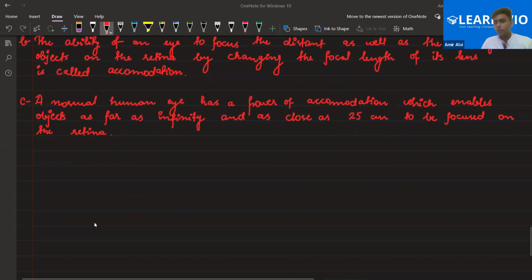As I told you, the farthest point of the eye is called the far point of the human eye, which is infinity, right? We can see very large distances. The nearest point is called the near point. It is the point at which the object is placed and we can see the object without any constraint or strain on our eye. That point is called the near point of the human eye, which is 25 centimeter from the eye. Clear? Yes, sir.